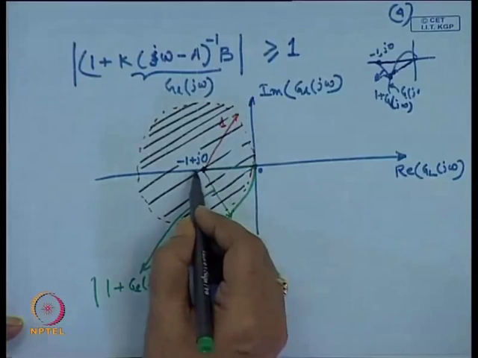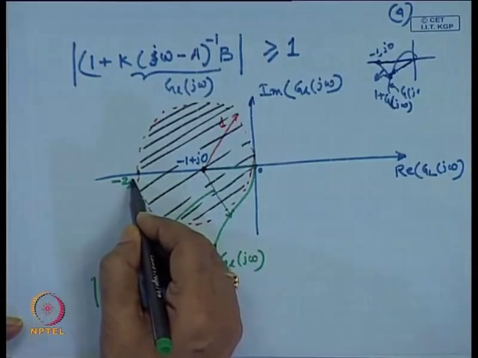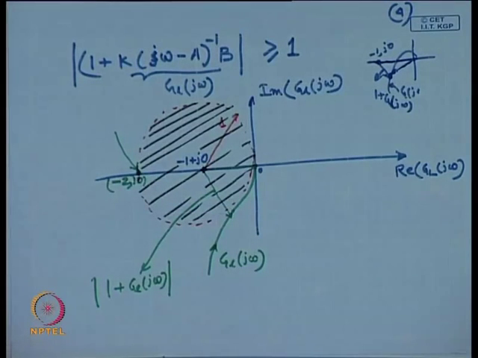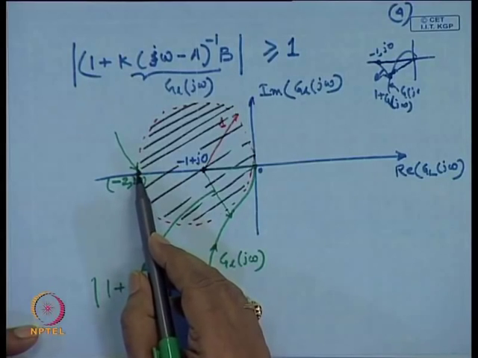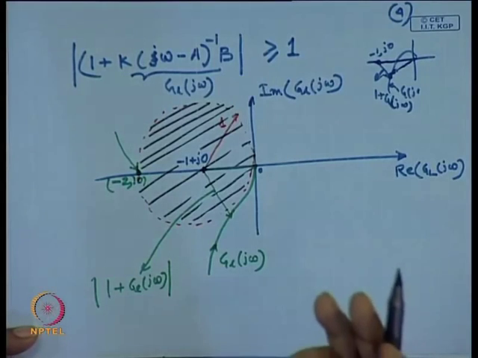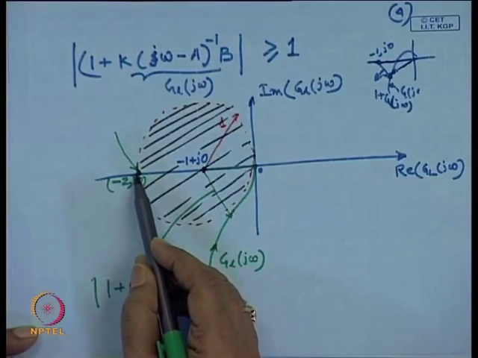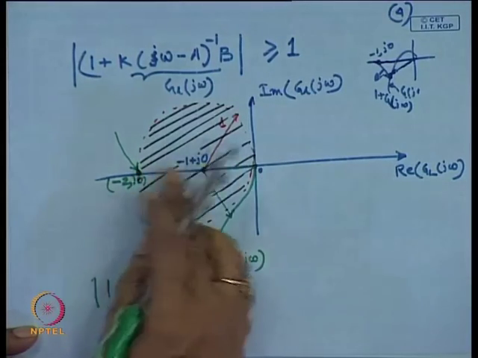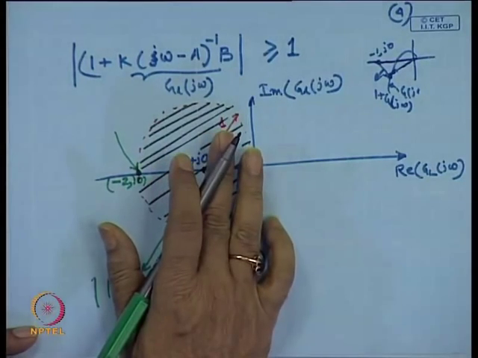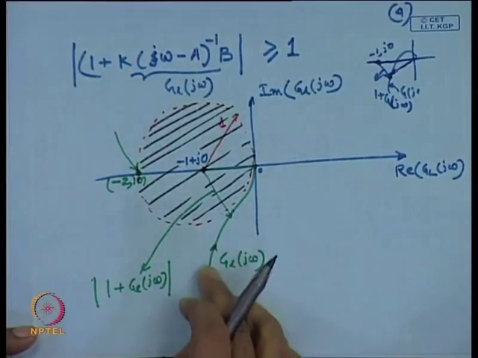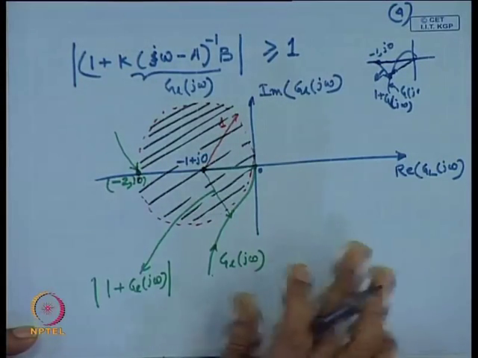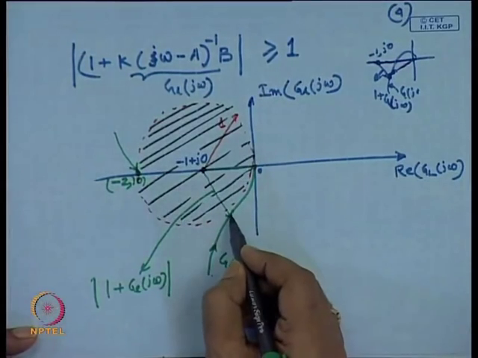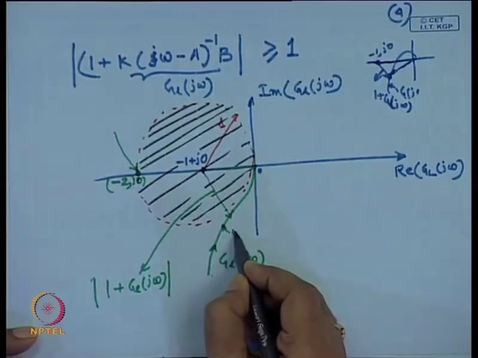Now, you see this point, if it is 1, this point is minus 2 comma j0, agree? This point is minus 2. Whatever the present gain is, in the worst situation the loop transfer function can touch this one. So we can reduce the gain by a factor of half, so that it will touch the minus 1 point. When you are increasing and decreasing the present gain, the phase angle will not change, it will not alter anything. Only the magnitude at different frequencies will change. Suppose at this frequency, let us call it omega equal to 4.